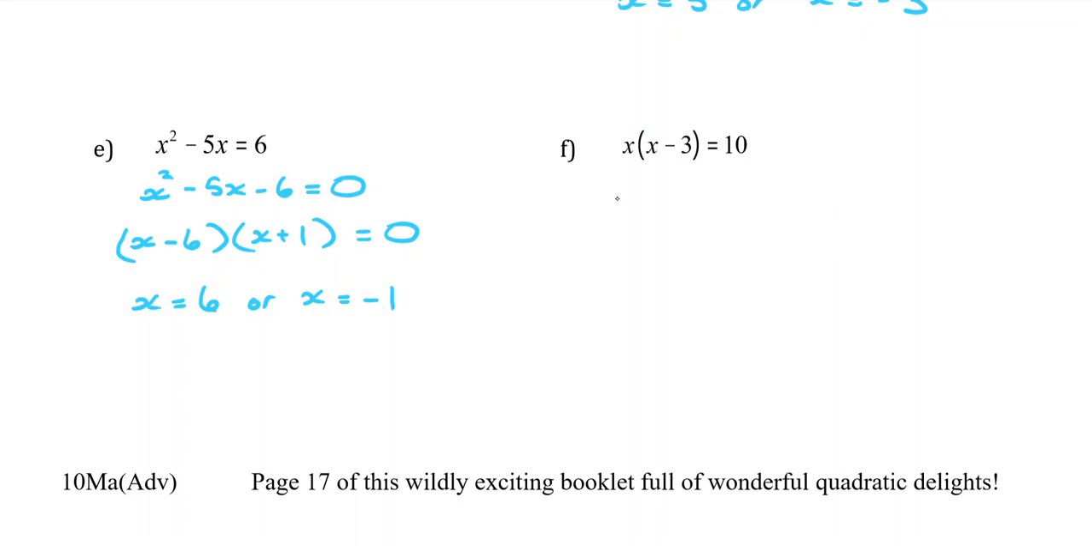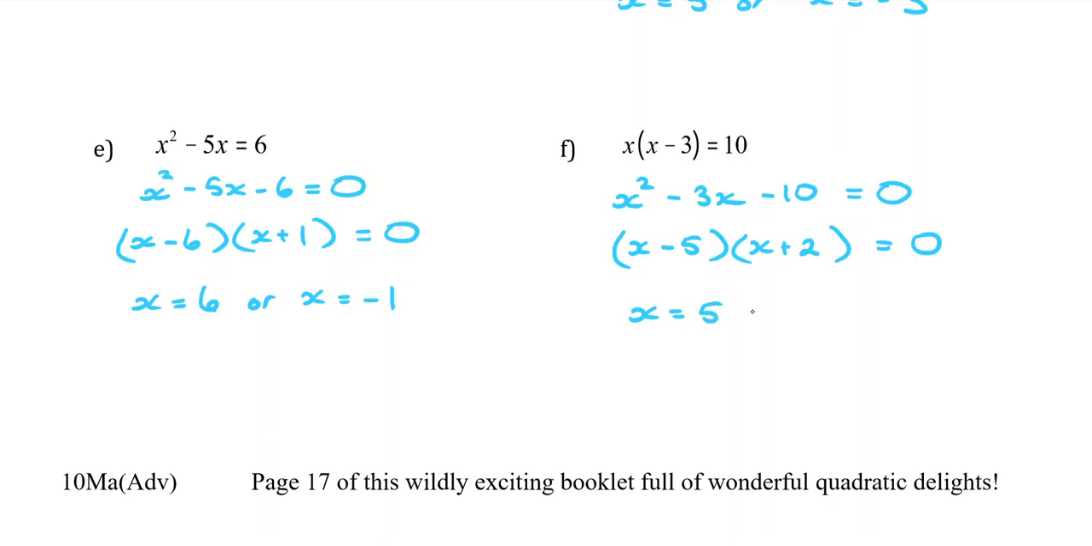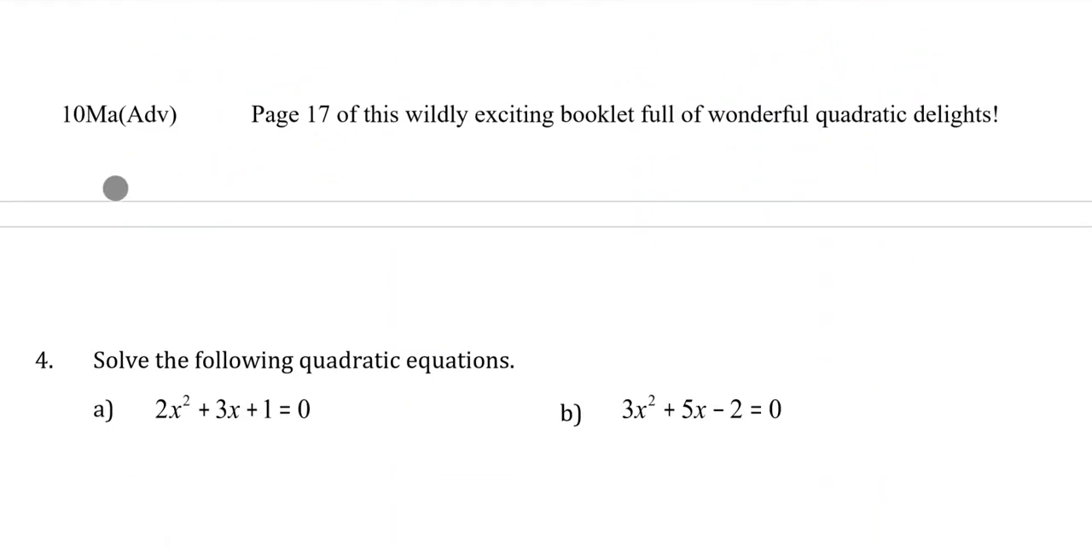F looks like it's already factorized, but unless the right-hand side of my equation is equal to 0, I can't use null factor. So I have to expand this first, x squared minus 3x, and move the 10 across, so minus 10 equals 0, so that I can factorize it properly. So I'm looking for two numbers that times to give negative 10 and add to give negative 3, so that's negative 5 and a plus 2. Then using null factor, I get x is equal to 5 from the first bracket and x is equal to negative 2 from the second.